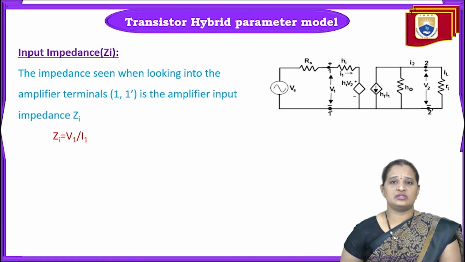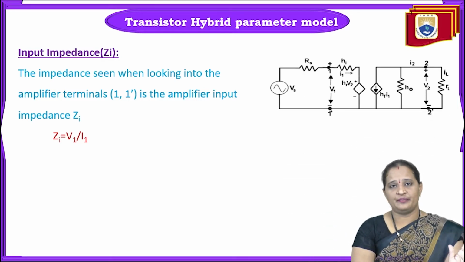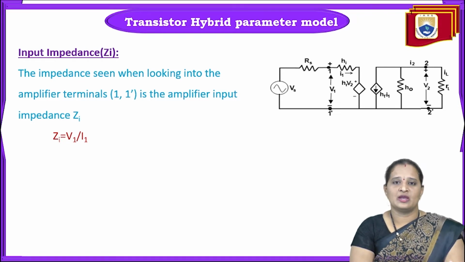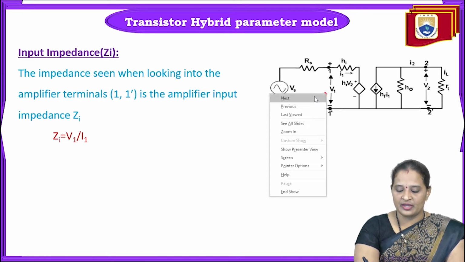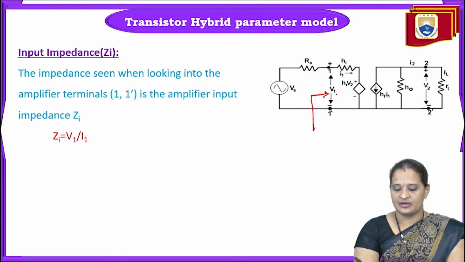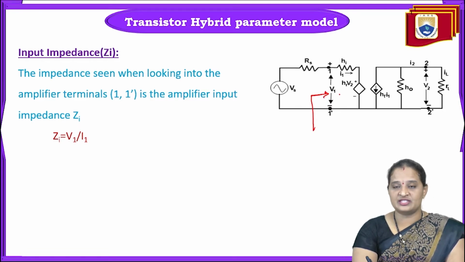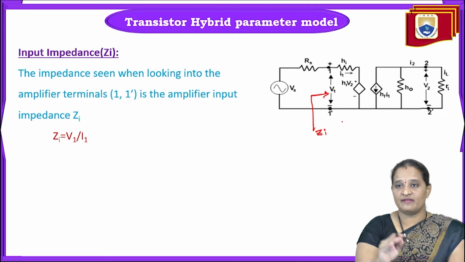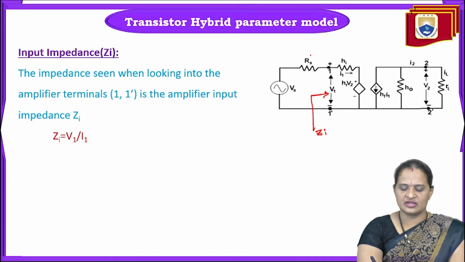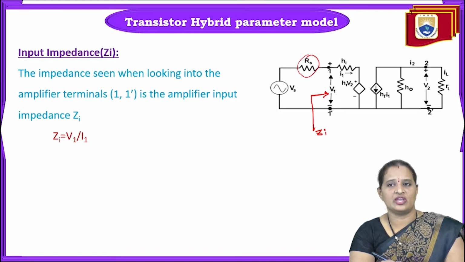And now we can also find out one more parameter, that is input impedance. Impedance is always defined as a ratio of voltage to the current, right? So input impedance. Whenever you are looking into the input port, that is 1 and 1 dash, the impedance seen when we are looking into the port 1 and 1 dash is defined as the input impedance. So that means whenever we are looking into the input port, whatever impedance we can see is known as input impedance. So you may think that RS is there. This is also input resistance.